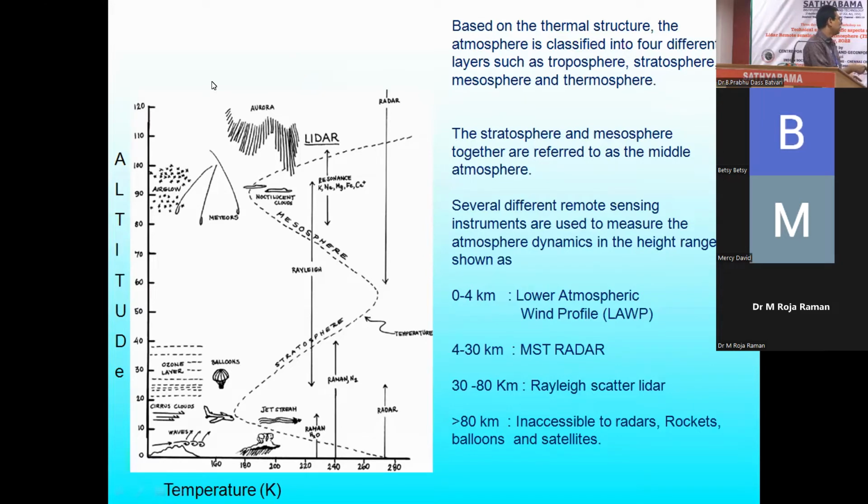The different layers can be monitored by different instruments. The troposphere, 0 to 4 kilometers, can be monitored by lidar and boundary layer studies, and 30 to 80 kilometers can be observed by Rayleigh scatter lidar and Mie scatter lidar. Greater than 80 kilometers is inaccessible to satellites as well as rockets. That's why this region is very peculiar, and this demonstration clearly shows how different instruments probe the atmosphere in different layers.